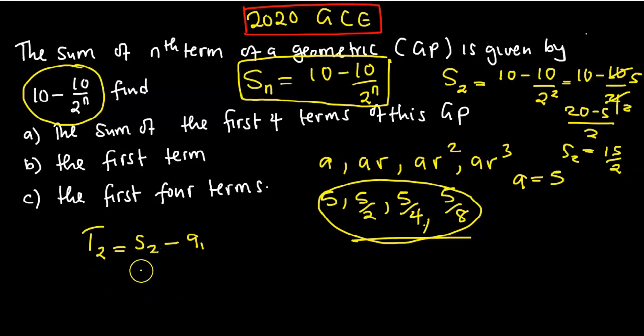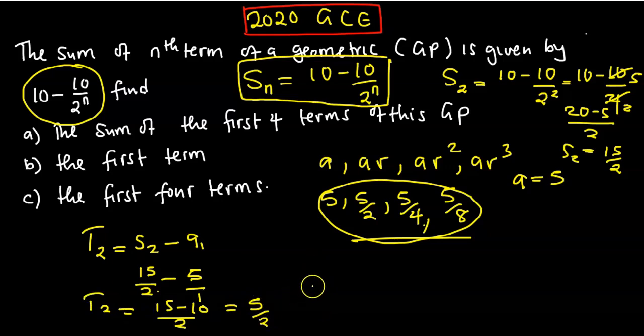So the sum of the second term is 15 over 2 minus 5. Lowest common denominator is 2. Now this is 15 minus 10. What is it going to give us? It is going to give us 5 over 2. So the second term is 5 over 2. That is how we can find the second term.